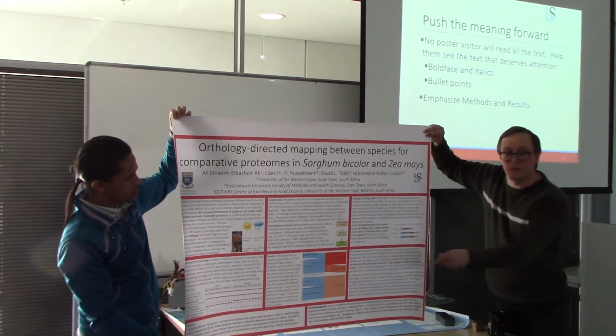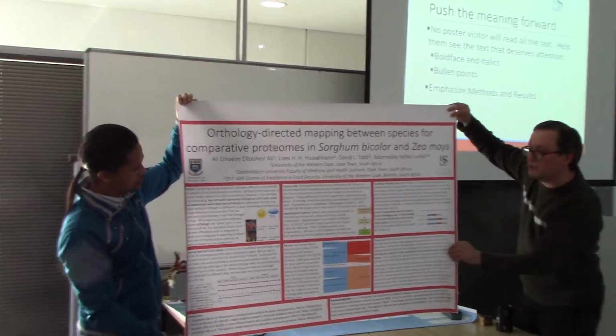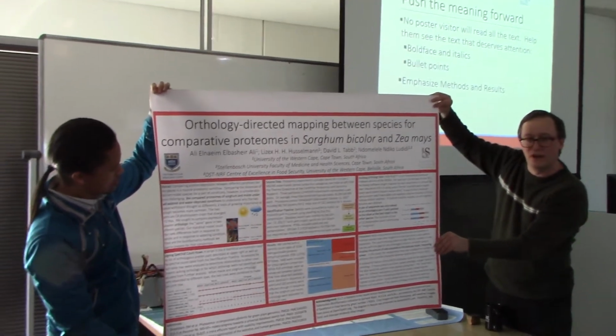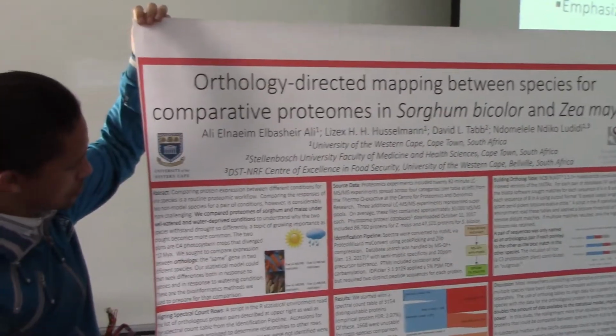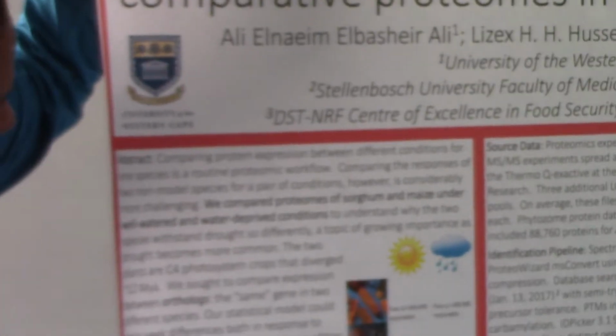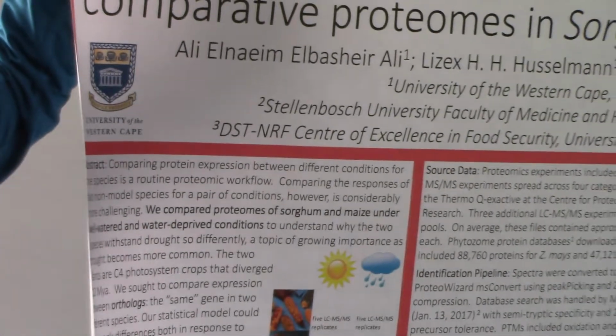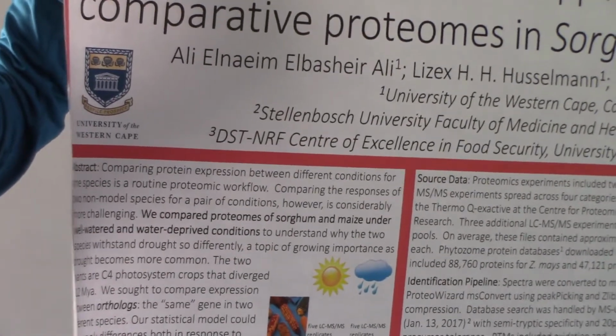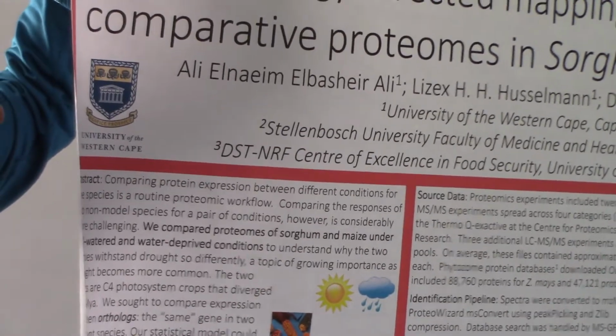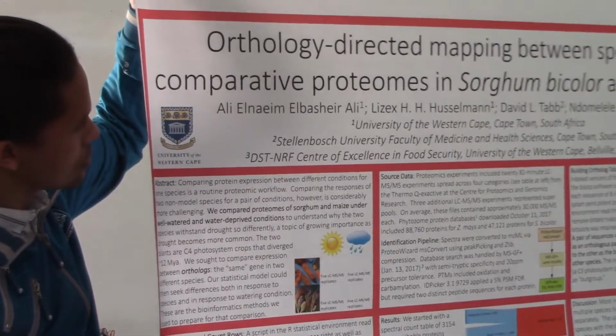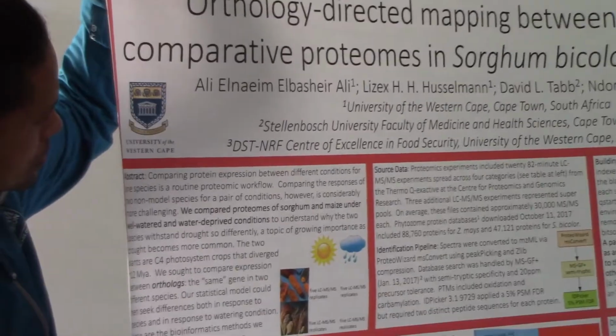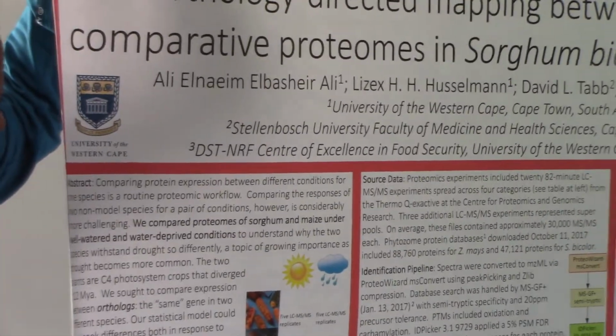So let me see, would you mind reading the bold text under abstract over there? "We compared proteomes of sorghum and maize under well-watered and water-deprived conditions." Okay, I looked through my text for a very short phrase that encapsulated what was the point of everything. So there it is. We compared proteomes of sorghum and maize under well-watered and water-deprived conditions.